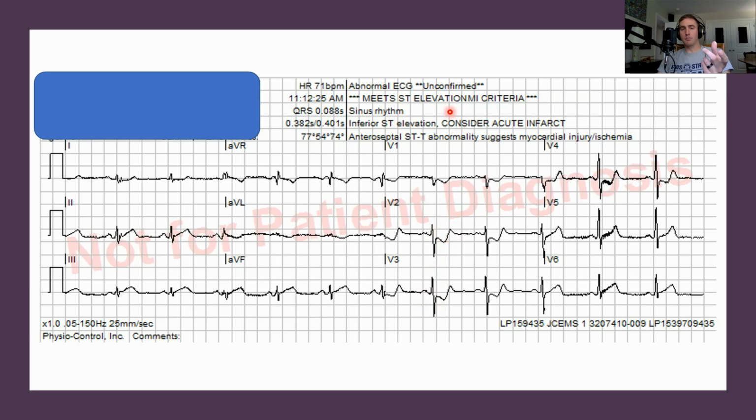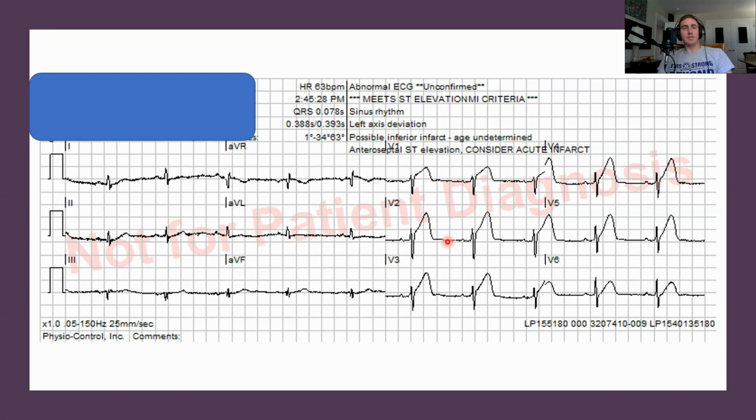The computer picked it up, but it said that it's an inferior MI, but I think the most recognizable features of this EKG is the anterior ST depression, which should then prompt you to obtain a posterior 12 lead and look for any ST elevation.